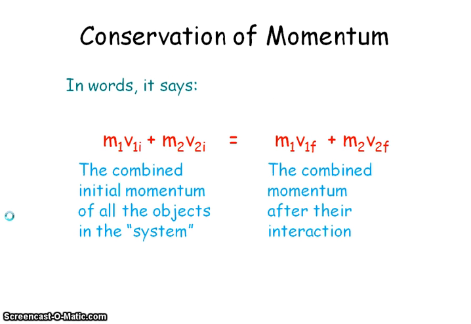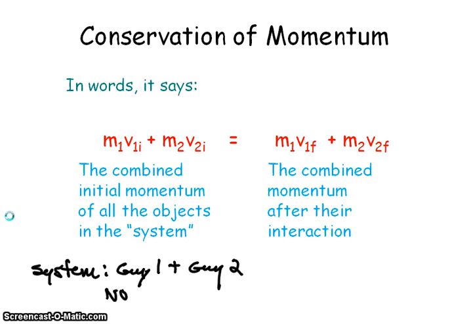So there's the conservation of momentum. It says that the combined initial momentum of all the objects in the system, and the system in this case consists of guy 1 plus guy 2, and the system is not the ice or the air around them, so the system is only those two objects, equals their combined momentum after the interaction.